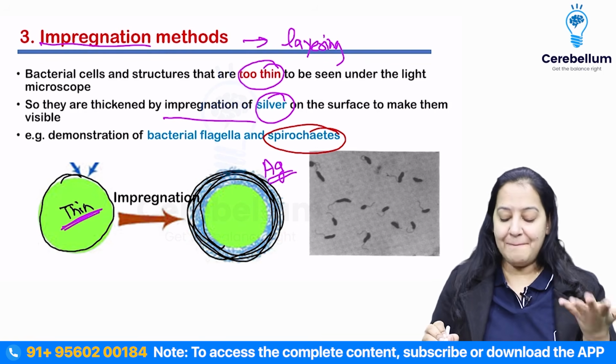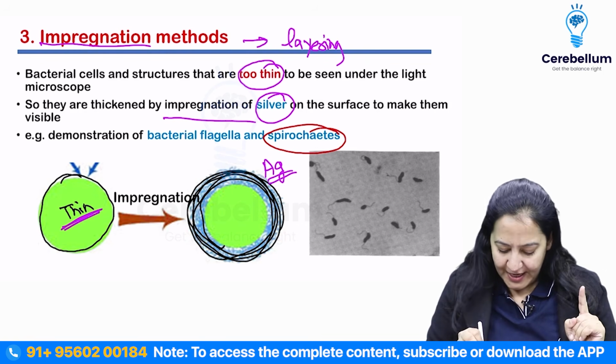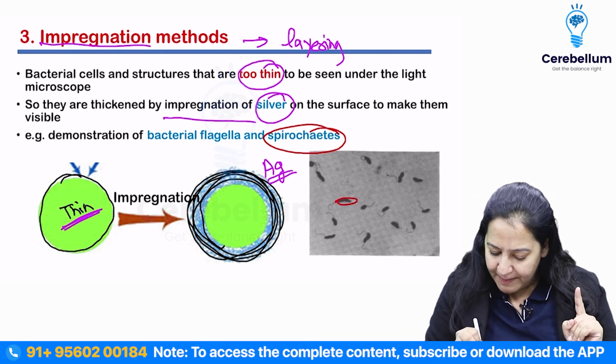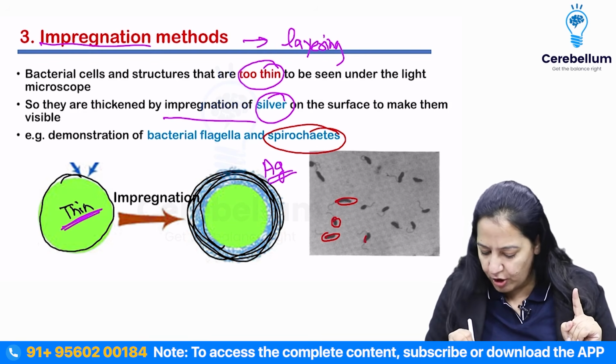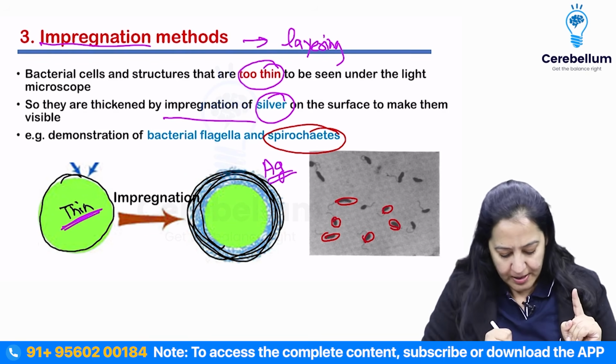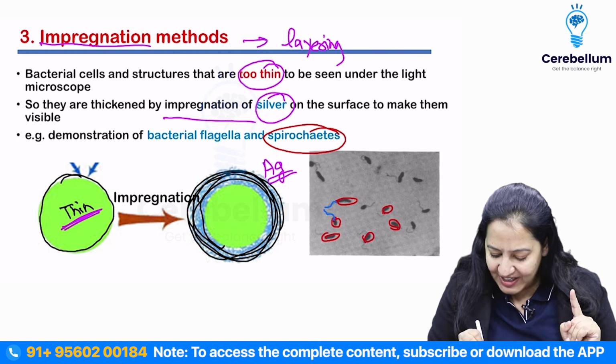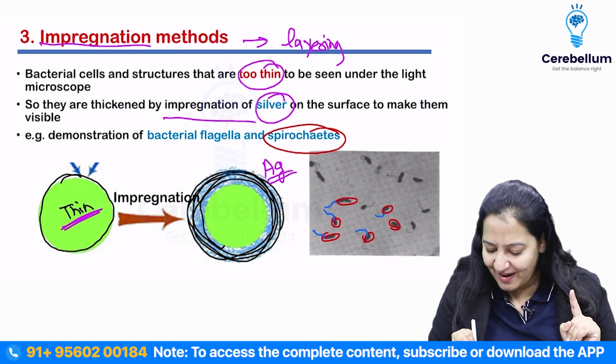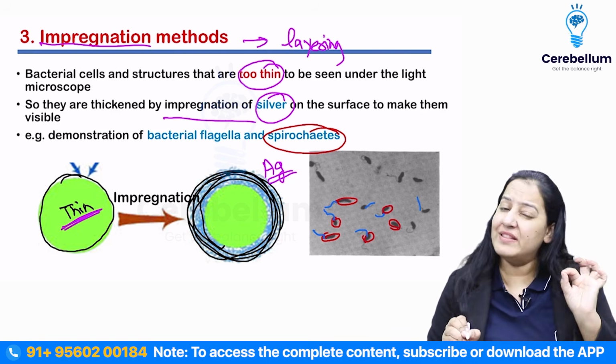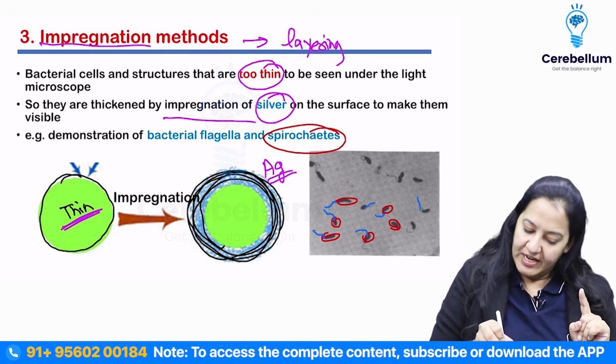And number two, some bacteria have flagella. Can you see? Here in this diagram, these are the bacteria. Don't see the bacteria. Bacteria are not very thin. They are visible. But please concentrate on the flagella of the bacteria. Can you see the flagella? So flagella are very thin. To demonstrate them, we can use the stain.